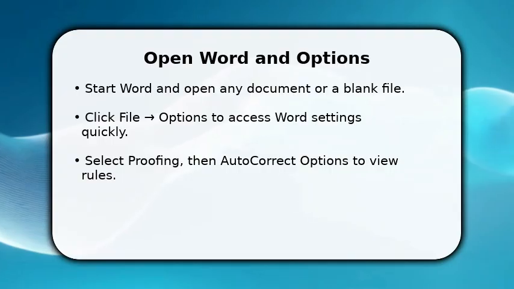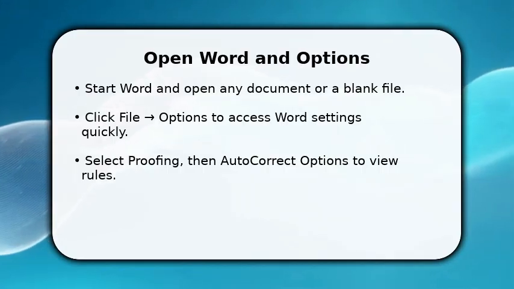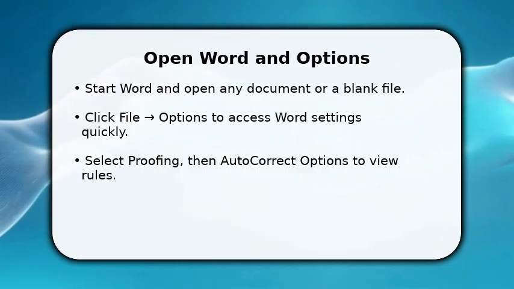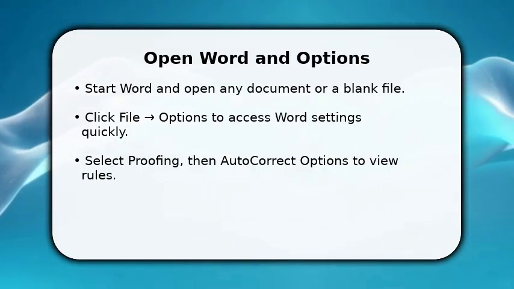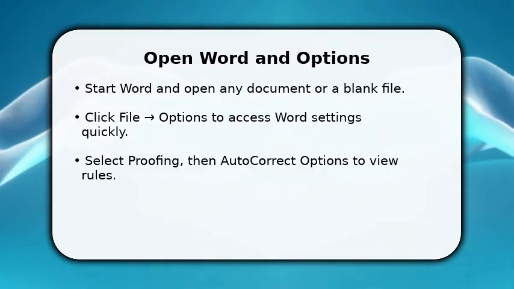Make sure to select Proofing on the left. It houses spelling and correction tools. Then click Autocorrect Options to open the dialog where you enable and configure autocorrect. Doing this first places you exactly where changes take effect, so you don't toggle panes or menus unnecessarily.